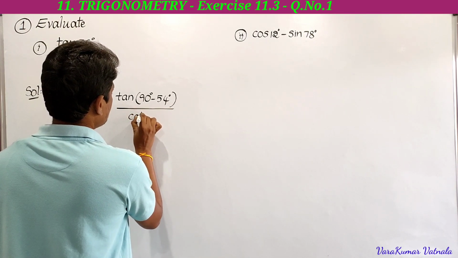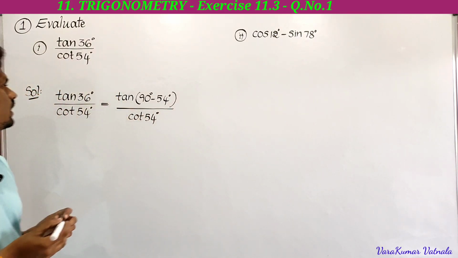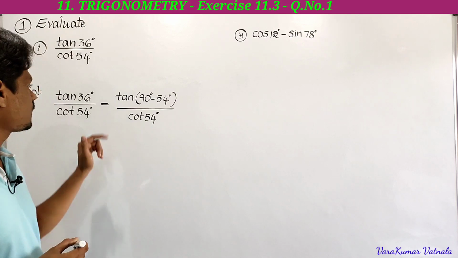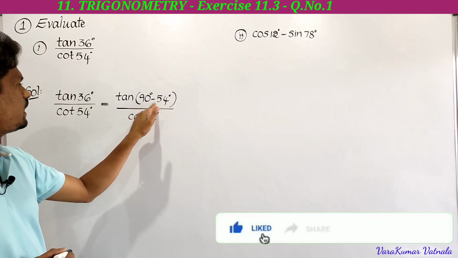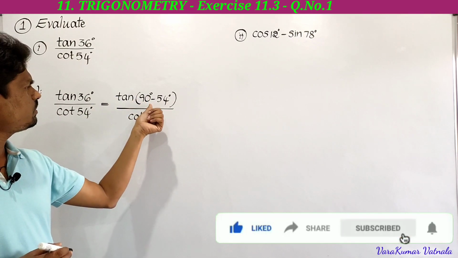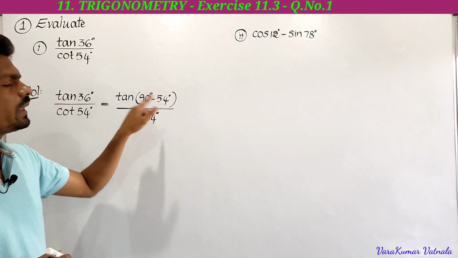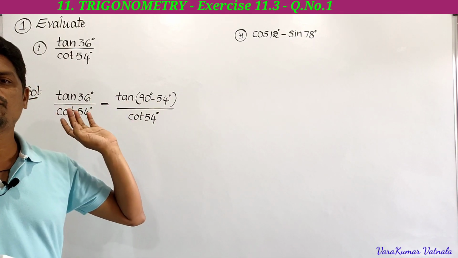We have to change only one, don't change both. If you change both, you will get the given problem only. I have written this 36 degrees as 90 minus 54. 90 minus 54 is 36 only. Now to apply the formula, I have written 36 as 90 minus 54.